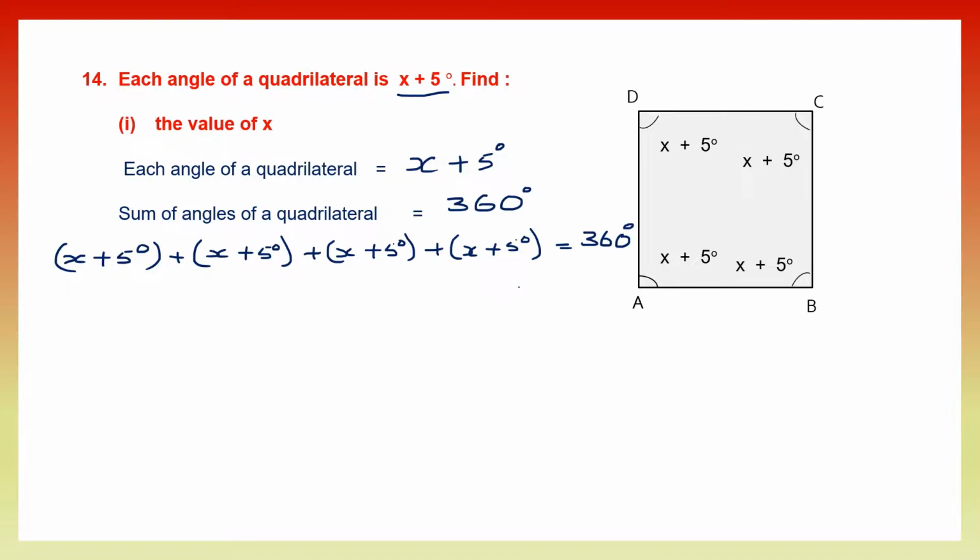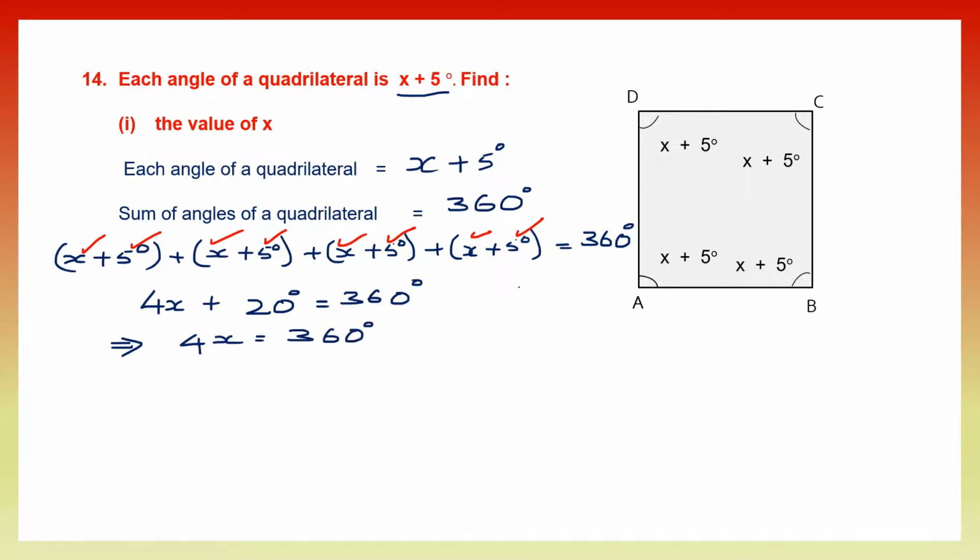Now let's open all the brackets. First, let's take all the x, 1, 2, 3, 4. So we have 4x. So 4x plus, now let's take the numbers. 5 plus 5 is 10. 10 plus 5 is 15. 15 plus 5 is 20. So plus 20 degrees will give us 360 degrees. Now let's start solving this. 4x is equal to 360 degrees minus 20 degrees. I have transposed 20 degrees to the right hand side. That's how it became minus 20.